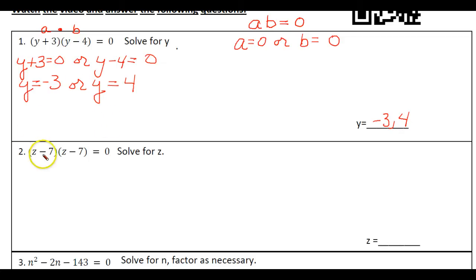Now, these are factored already, and they equal 0, so they're in this form. So now we could just shorten this and say, well, this equals 0. This equals 0. Here, z will equal a positive 7, and the same thing there: z equals a positive 7. When both answers are the same, we only write it once.